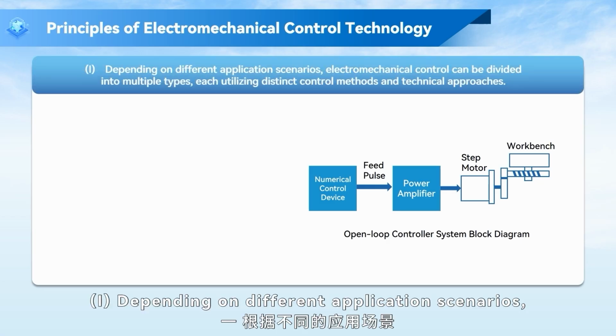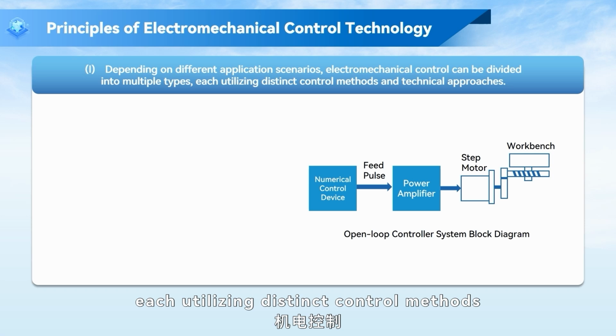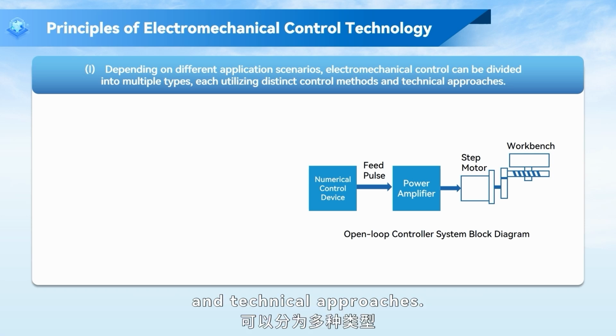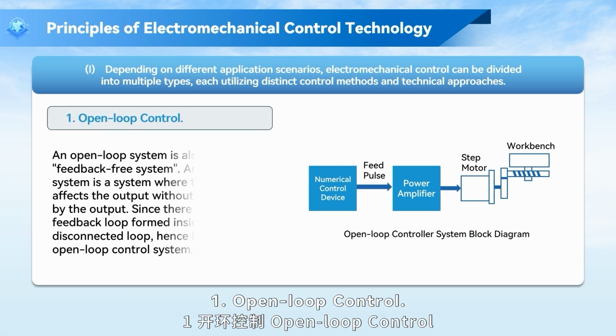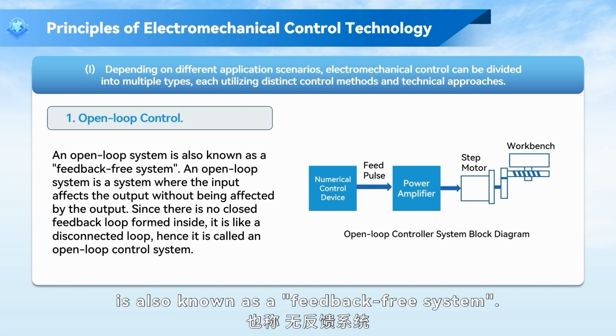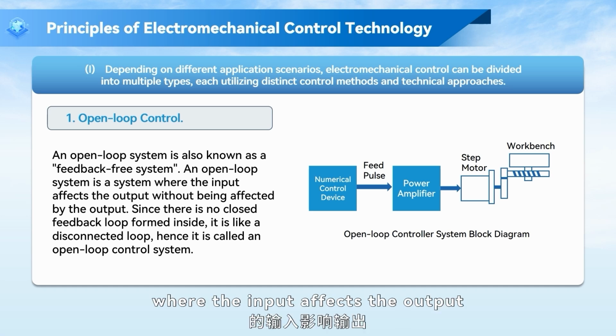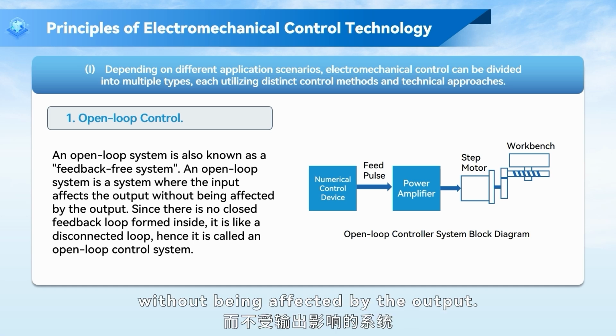One. Depending on different application scenarios, electromechanical control can be divided into multiple types, each utilizing distinct control methods and technical approaches. 1. Open-loop control. An open-loop system is also known as a feedback-free system. An open-loop system is a system where the input affects the output without being affected by the output.